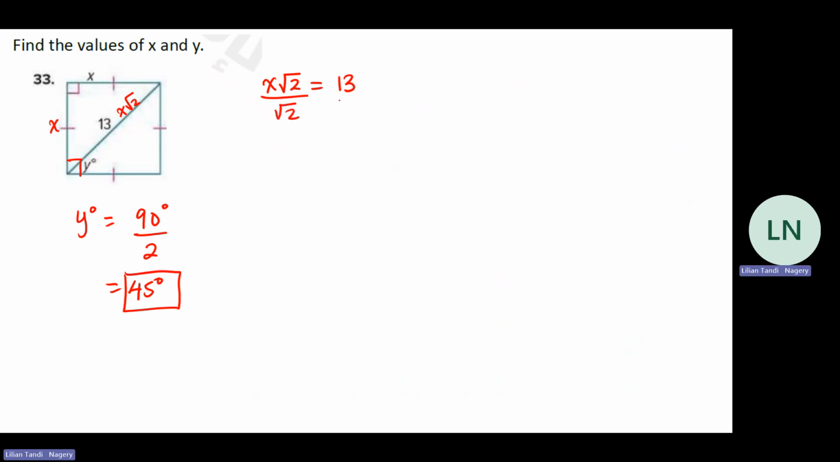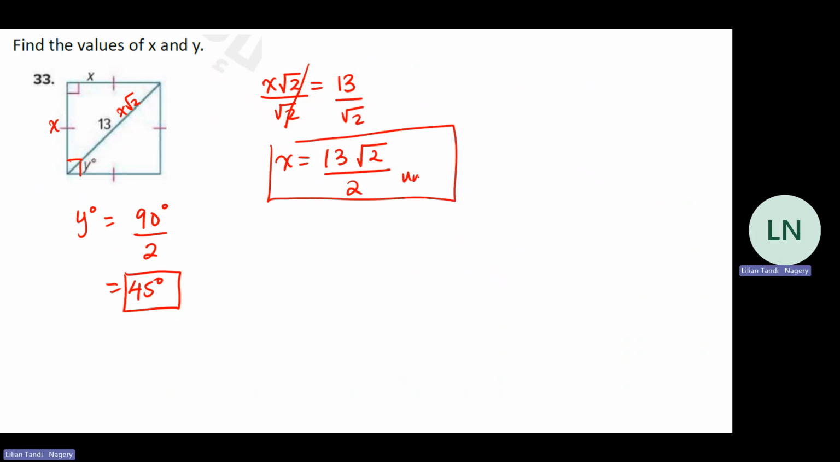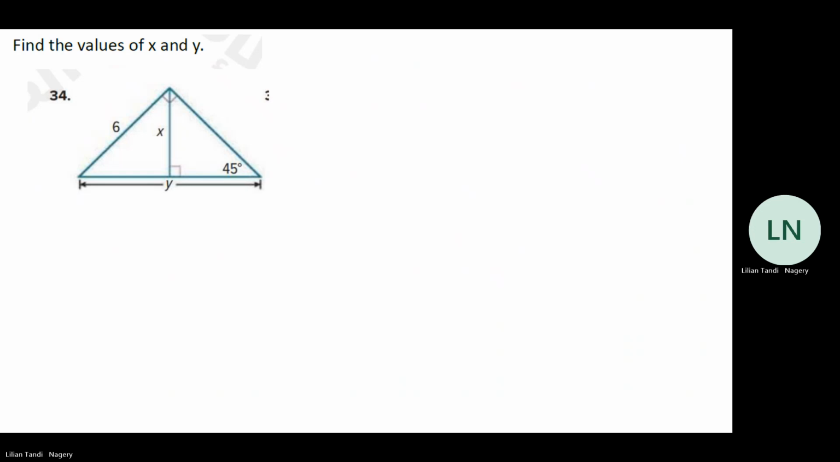Divide by square root 2, divide by square root 2. This goes away. X equals 13 divided by square root 2. That should give us 13 square root 2 over 2. So that's your answer. And then here, units. Okay.